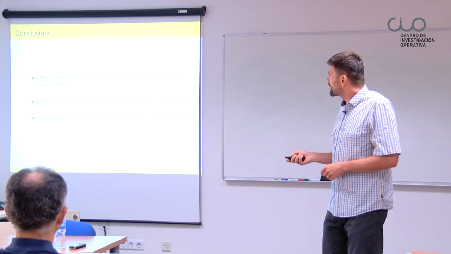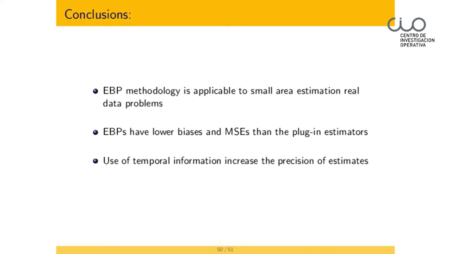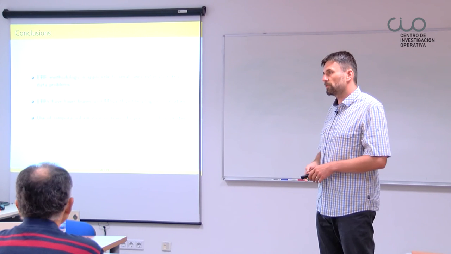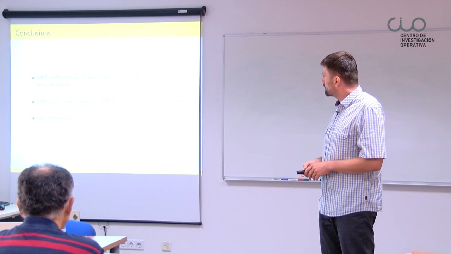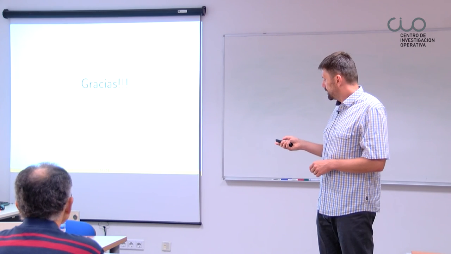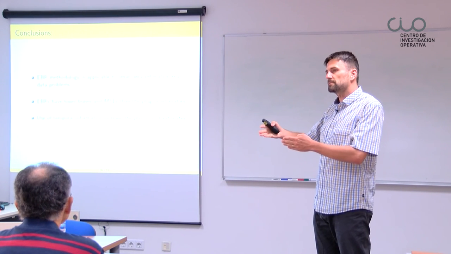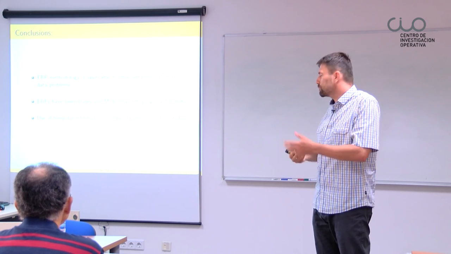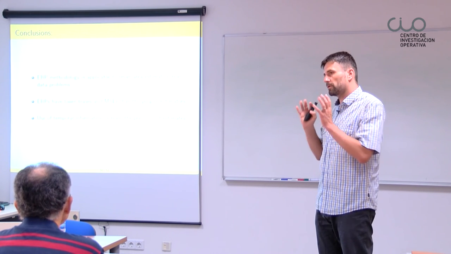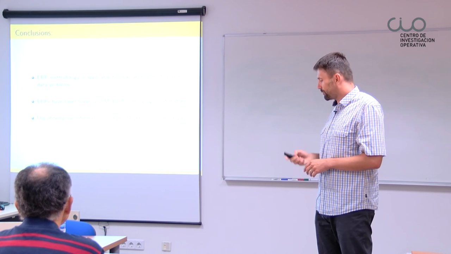Also, it can be seen that the empirical best prediction has lower bias and mean square errors than the plug-in estimator, and that the use of auxiliary information increases the precision of estimates, especially for small sample sizes. So it is good to use it if it's possible, even if it's very complicated to calculate the estimates. But once you have the method programmed, then it's no problem to use it. For real data use, it's no problem because you use it just once. For simulations, you need some time to run them, but for real data application, it's acceptable.